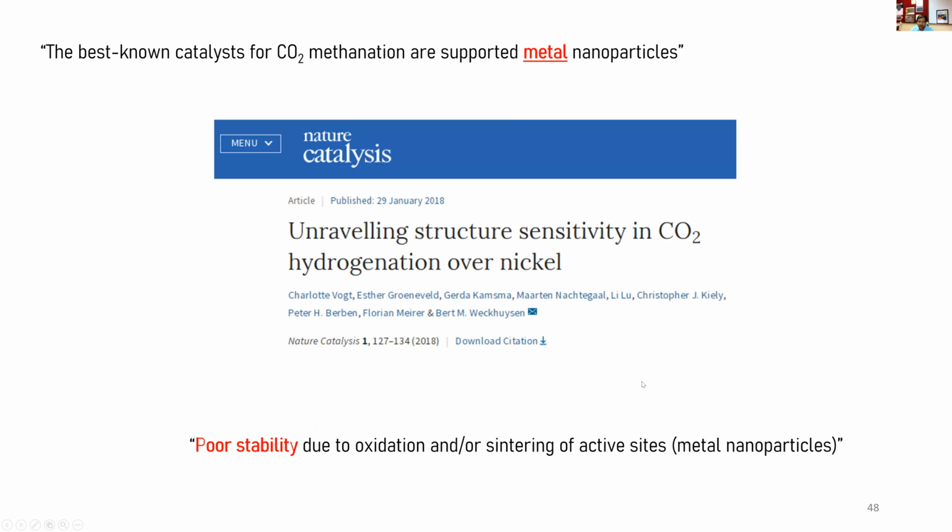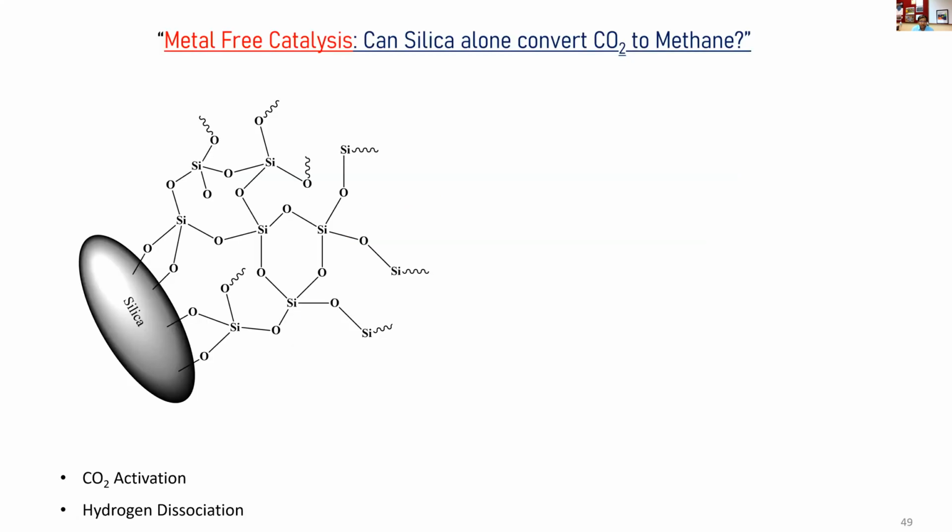So if we replace the metal with some non-metal, if there is no metal, then the issue of stability just goes away. That's where we came up with this idea that I create defects in the material, and possibly those defects will activate the CO2.